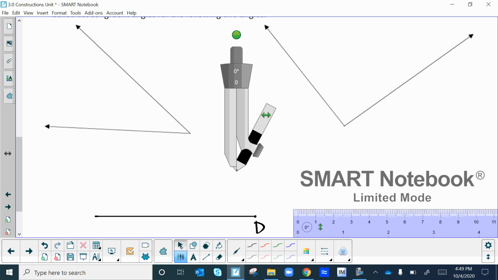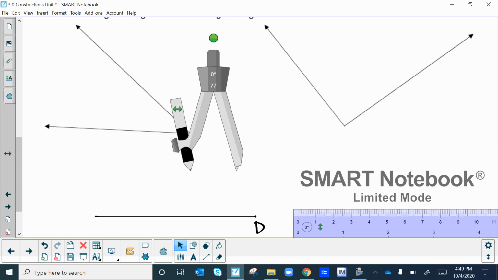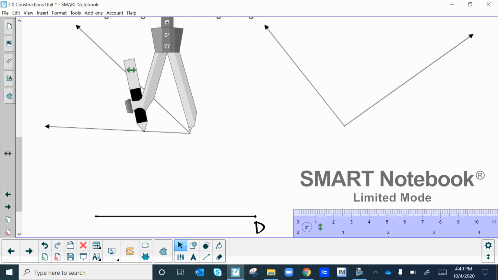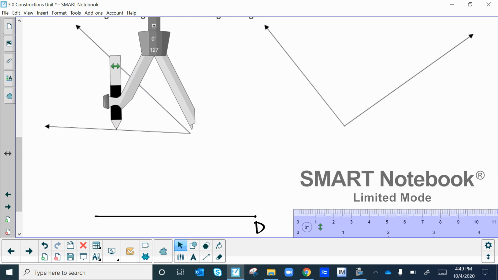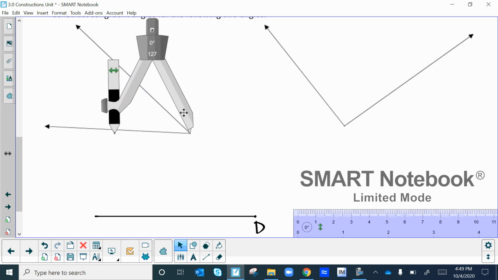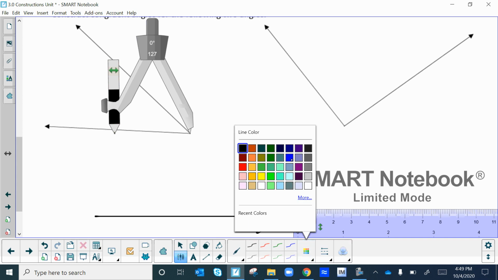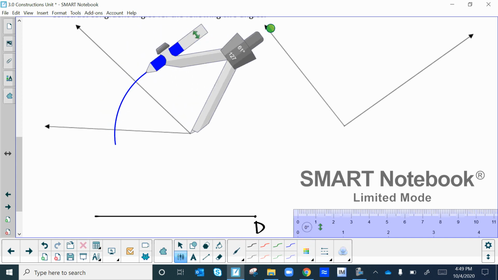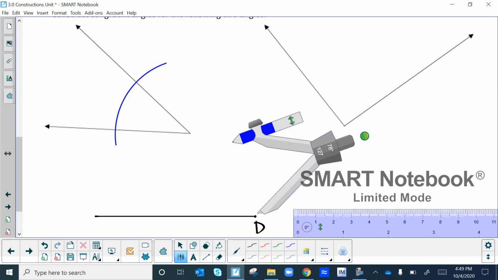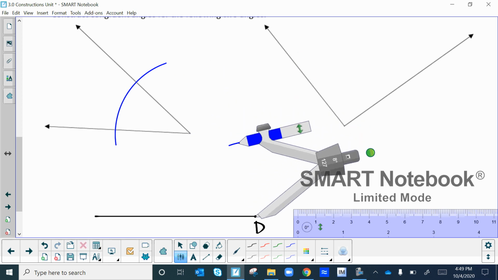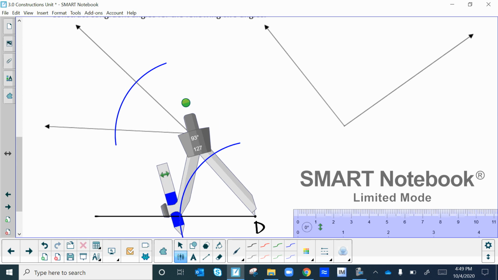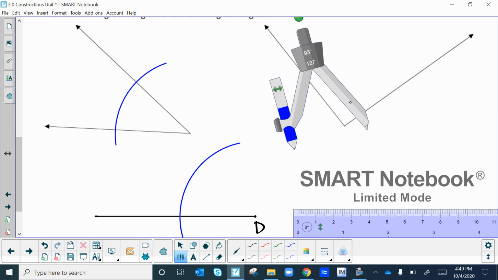Okay, so now we're going to get our compass. The first step is to make an arc on the angle that we want to copy. So I'm going to put it right here on the vertex, and we're going to make an arc on the angle that I want to copy. I'm going to use a different color so you can see that. Now notice I'm not changing my compass setting. I'm going to come down over here to D, and I'm going to make that same arc, like so.